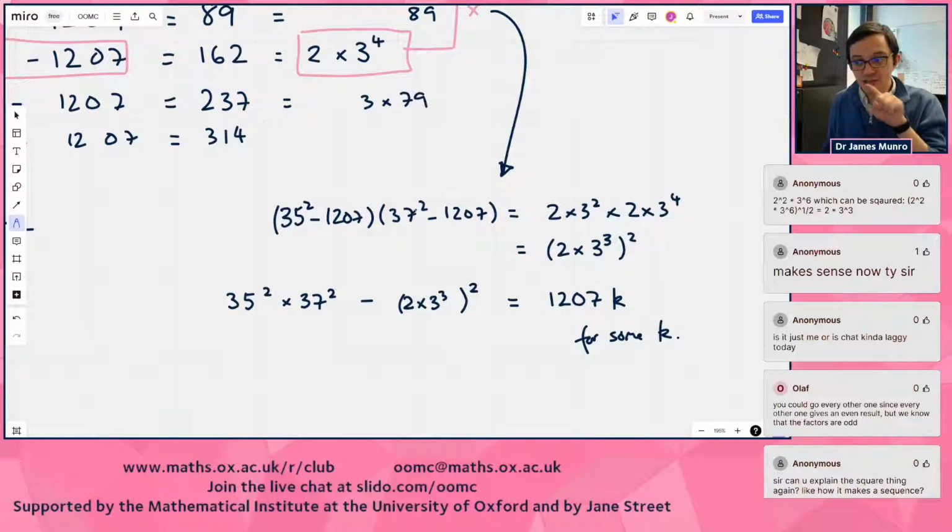And that's putting it lightly, right? There's loads of stuff over here from first, outside, inside, last, from multiplying out the brackets. There's a 1207 times this thing, there's a 1207 times that thing, there's a 1207 times that thing on the outsides. There's lots of stuff, all involving the number 1207. But it is the case that this thing on the left, this difference of two squares that we've constructed out of what we had, is a multiple of 1207.